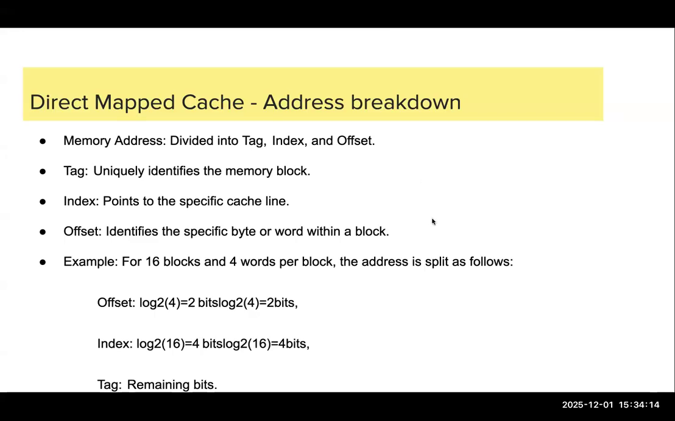If we look at the example, for 16 blocks and 4 words per block, the address is split as follows. Offset, you always use this formula to find it: log2 of 4 words per block, so log2(4), which equals 2 bits. For index, we plug in 16 in place of 4, and we get 4 bits. And tag is however many bits are remaining. That's how you divide the bits in an address.